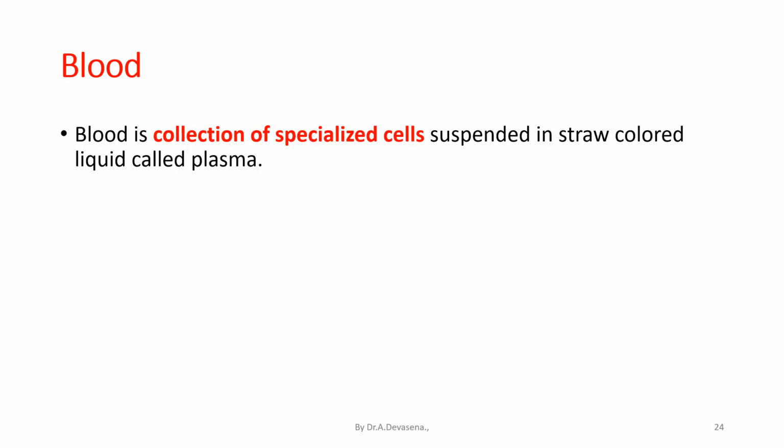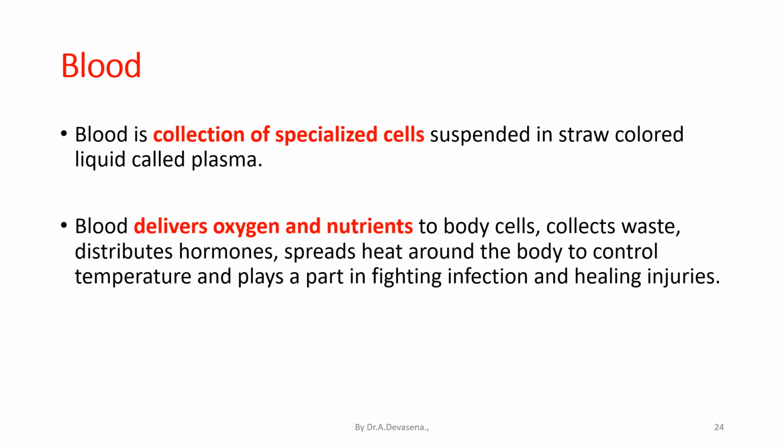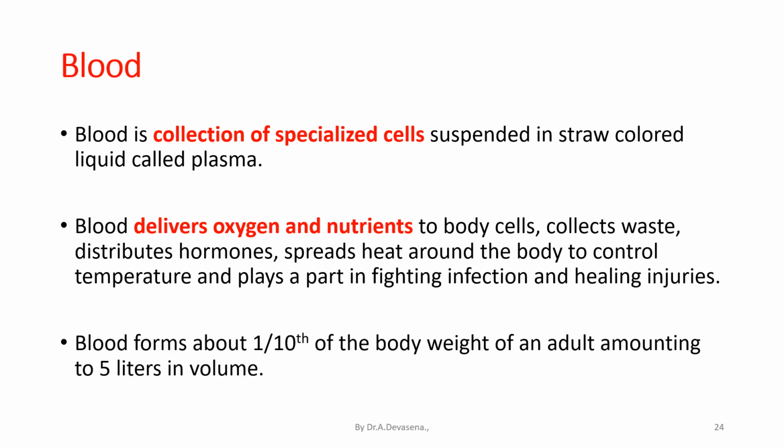Let us see the details of blood. Blood is a collection of specialized cells suspended in a straw-colored liquid called plasma. Blood delivers oxygen and nutrients to body cells, collects waste, distributes hormones, spreads heat around the body to control temperature, and plays a part in fighting infection and healing injuries. Blood forms about 1/10 of the body weight of an adult, amounting to 5 liters in volume.